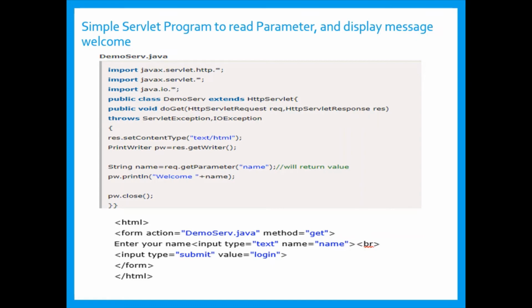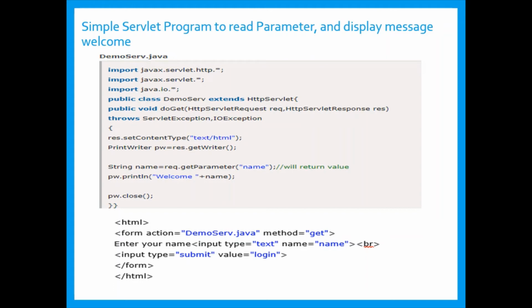Now the servlet has to make use of the value passed by the client and display it. For that we are using a servlet code. Here public class, the name of the servlet is given, class name is given as DemoServer, and it extends HttpServlet. You can make use of the HttpServlet class, or you can make use of the GenericServlet class. Here GenericServlet class is a super class for all other servlet classes.